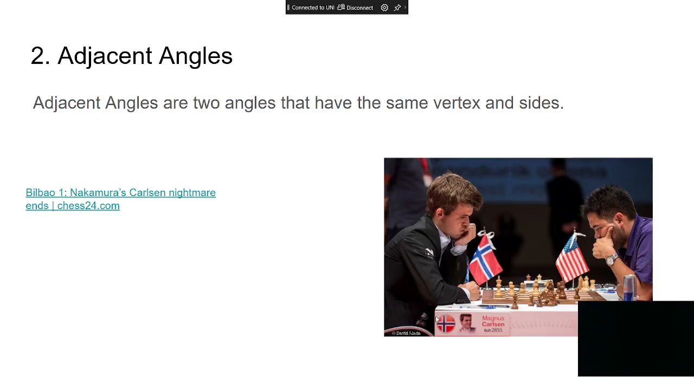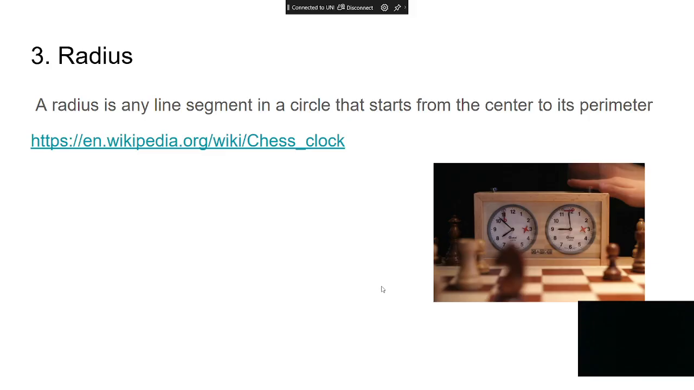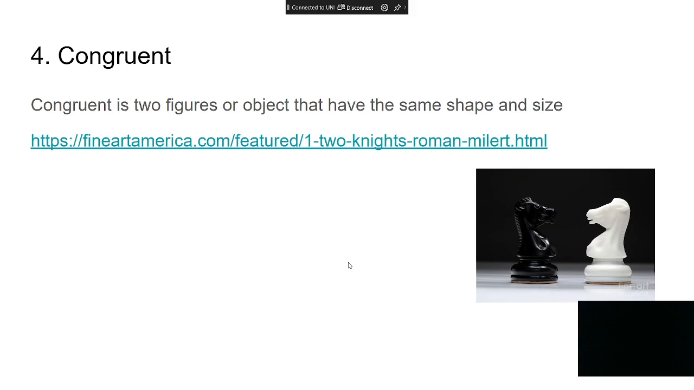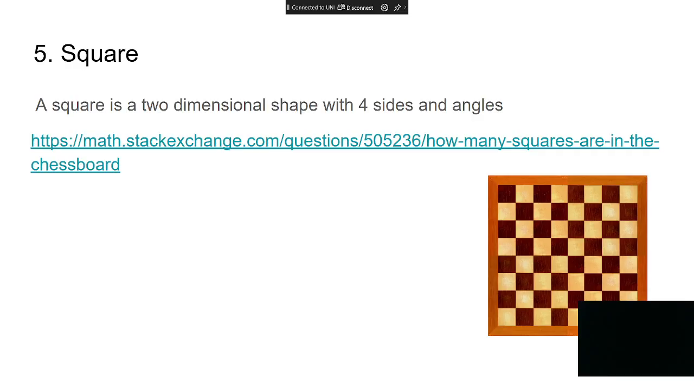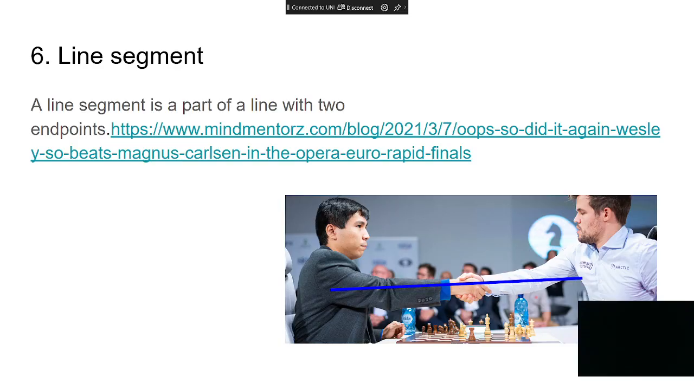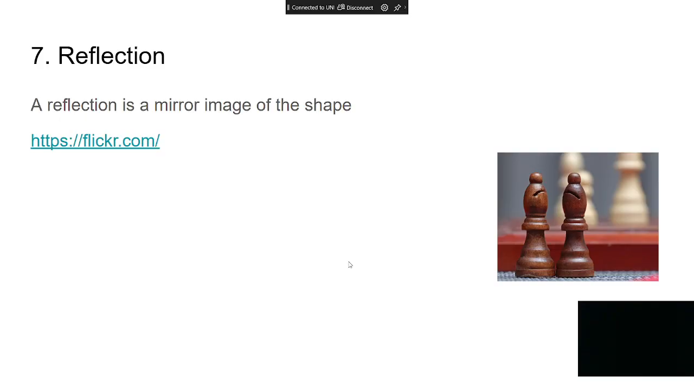And then radius was the hands of the clock that they used. He had congruent pieces of the chess pieces. Squares was the chessboard. Line segment. So you pick any subject and describe all the words through that one subject. Yeah, so one subject.